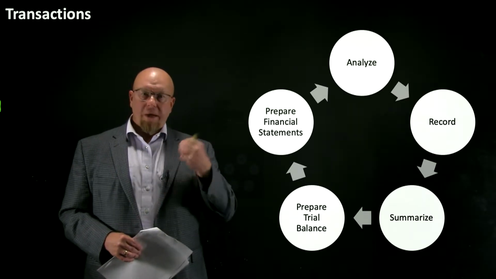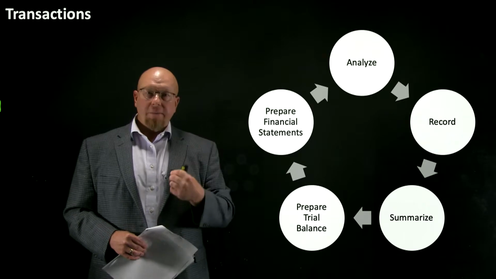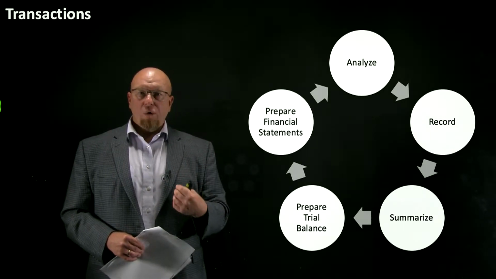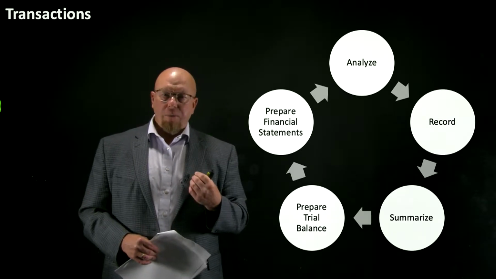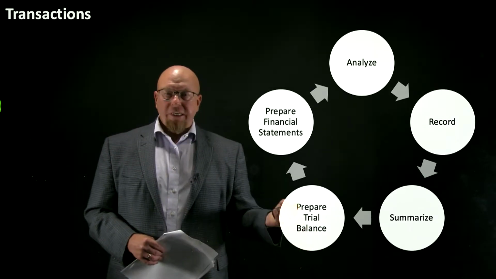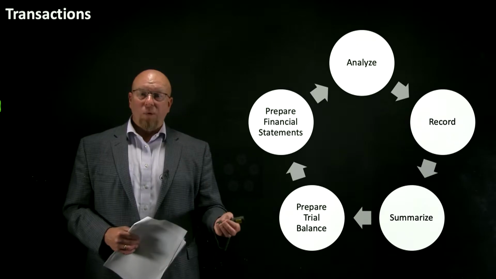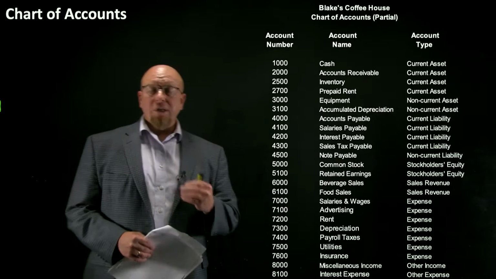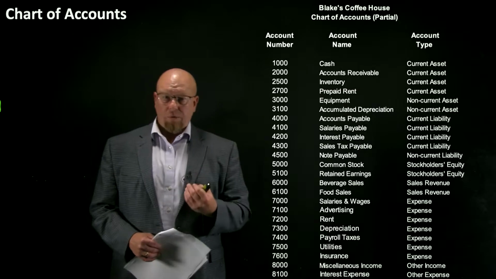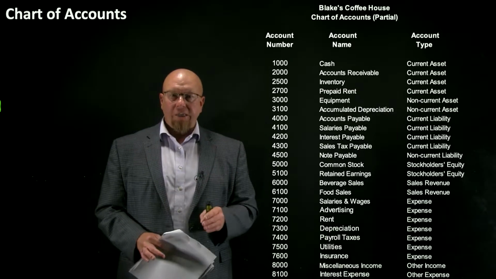We want to prepare our balance sheet, income statement, statement of cash flows, and an owner's equity statement. Those are the 4 basic financial statements for external reporting. The trial balance is going to give us the summarized information that we need to be able to prepare those financial statements. Most companies use a chart of accounts to guide their transactions.